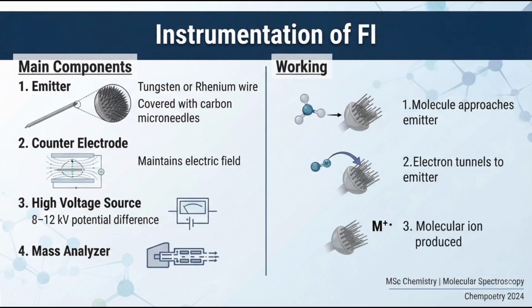After losing the electron, the molecule becomes M plus radical. So, M gives rise to M positive radical plus electron. This molecular ion is then accelerated into the mass analyzer.